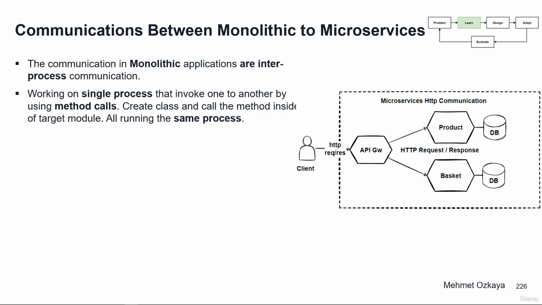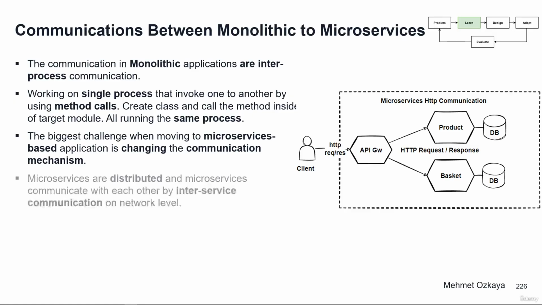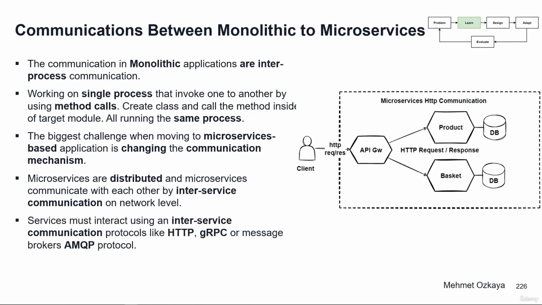This communication gives very simple but at the same time components are highly coupled with each other and hard to separate and scale independently. One of the biggest challenges when moving to microservice based application is changing the communication mechanism, because microservices are distributed and microservices communicate with each other by inter-service communication on network level. Each microservice has its own instance and processes. Therefore, services must interact using an inter-service communication protocols like HTTP, gRPC or message broker AMQP protocols.